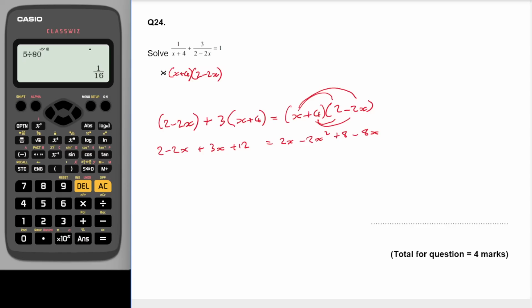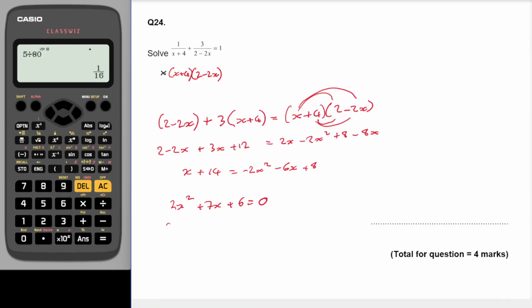Right, so let's tidy up this side now. So our number part, that's going to be x plus 14 is going to be equal to minus 2x squared minus 6x plus 8. I'm going to take everything over to the left-hand side now. So that would give me 2x squared plus 7x plus 6 is equal to 0.